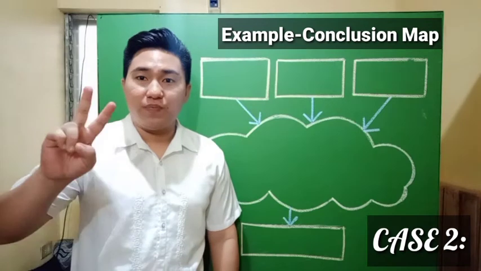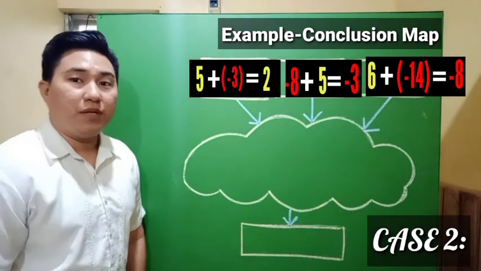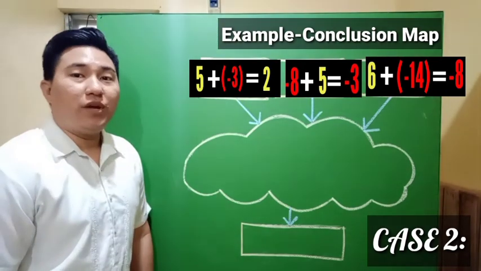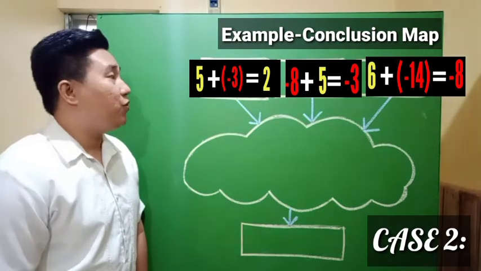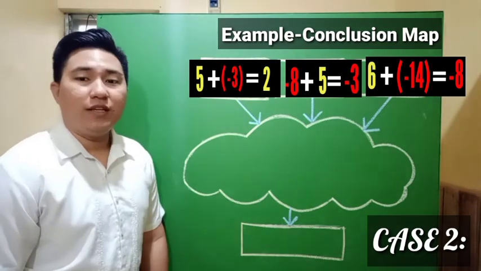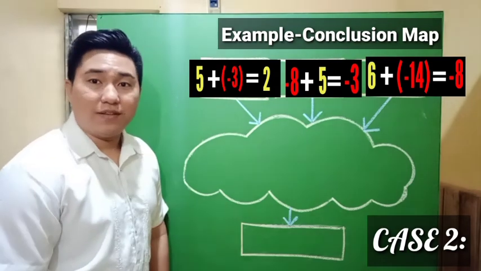Case number 2. Here are the examples. For example number 1, we have 5 plus negative 3 equals 2. For example number 2, we have negative 8 plus 5 equals negative 3. And for example number 3, we have here 6 plus negative 14 equals negative 8.